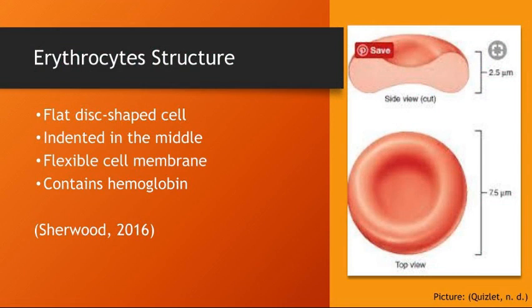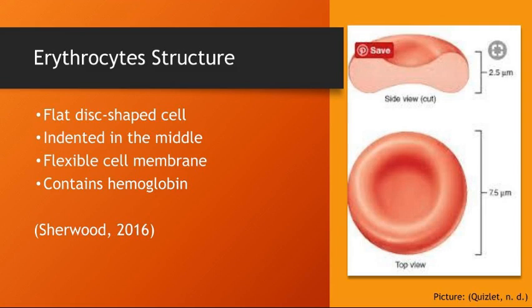Erythrocytes are also called red blood cells or RBCs. They are the perfect example of how structure is vital for the function. There are 3 structural components of red blood cells that allow them to carry out their most important function of carrying oxygen. The first is their shape.